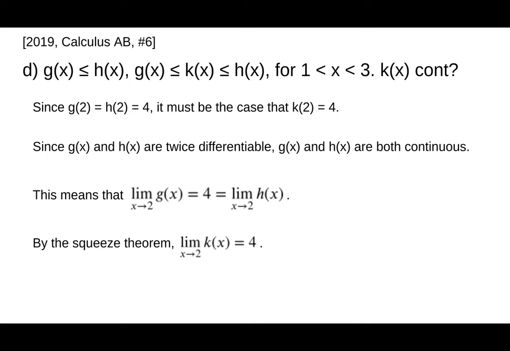Well, now we've established that k of 2 has to equal 4, and the limit as x approaches 2 of k of x has to equal 4, and that is the definition of continuous. The limit is equal to the function value, so we can conclude that k of x is in fact continuous at x equals 2.